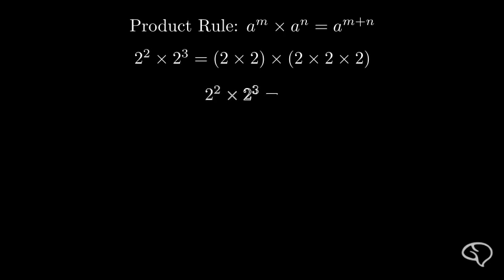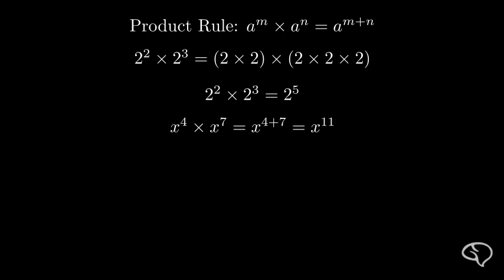Notice that 5 is the sum of the original exponents, 2 and 3. This confirms the rule. Let's try another example. What is x to the power of 4 times x to the power of 7? Using the product rule, we keep the base, x, and add the exponents, 4 and 7. The result is x to the power of 11.